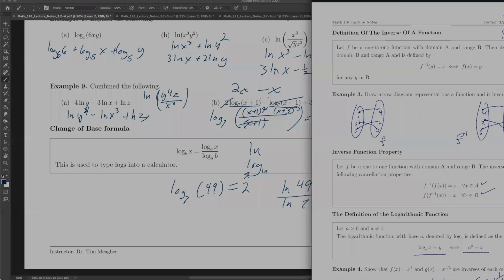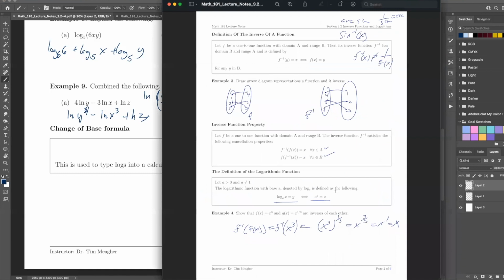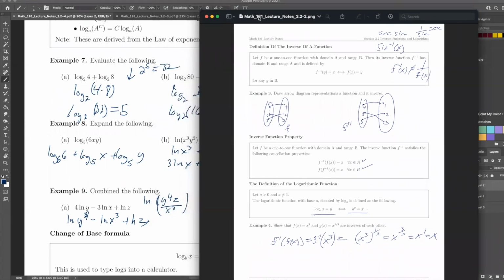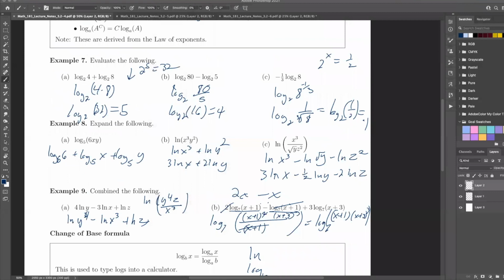And once again, remember how to solve logs kind of in your head. Remember that log base a of x equals y means a to the y equals x. So when you're solving this, I think of 2 to what power is equal to x. That's just how you think through it in your head. Okay, all right, so let's go to the next one.